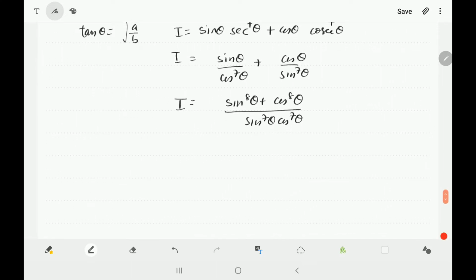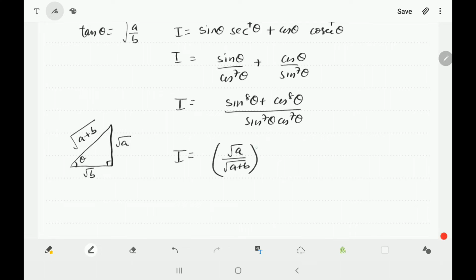Now we know that tan theta is under root a by b. So we'll consider a triangle with perpendicular as root a and base as root b. So this is theta. Our hypotenuse will come under root of root a square plus root b square, which will be a plus b. So we will now have sine theta as under root a upon under root of a plus b, raised to the power 8. Cos theta will be root b upon under root of a plus b, raised to the power 8.